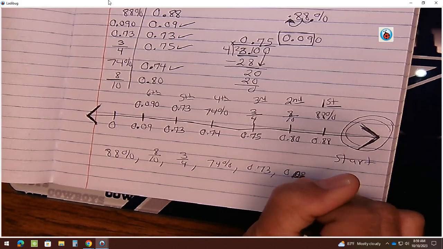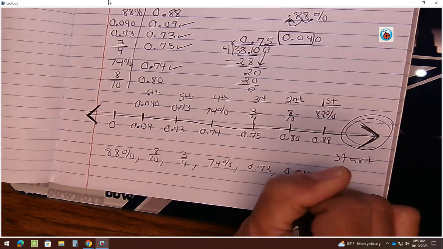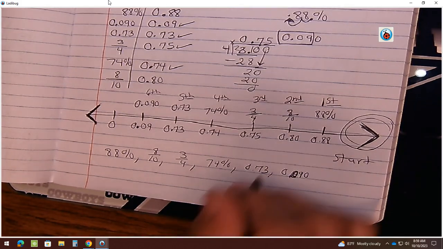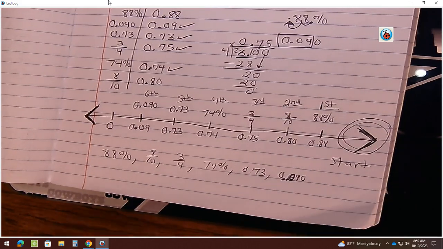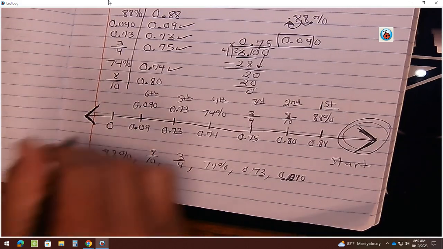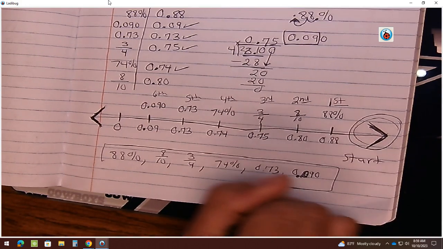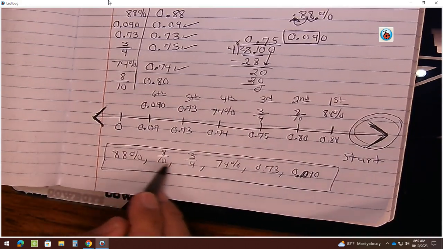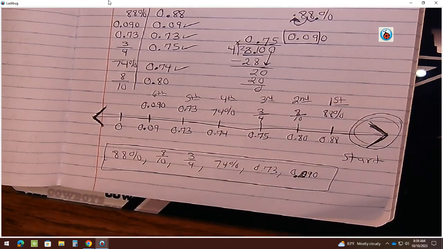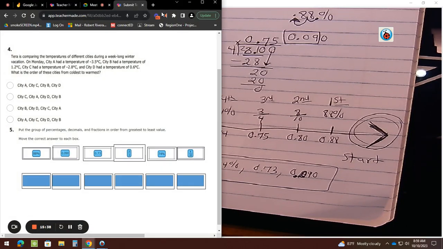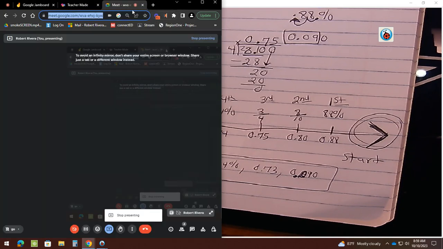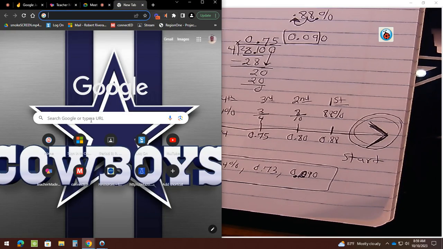My bad. 0.09. That's a decimal right there. This is the answer. Greatest to least. Questions? Now, let me show you how you're supposed to answer this on your actual test, because that's the other problem that some of us are having trouble with.